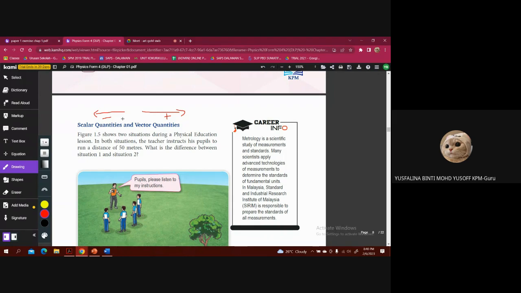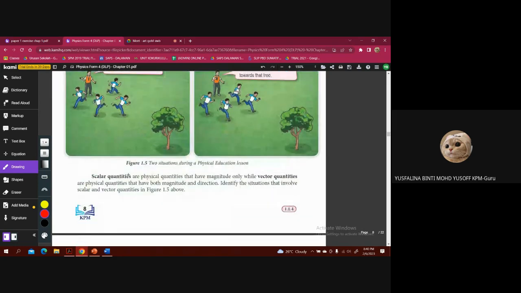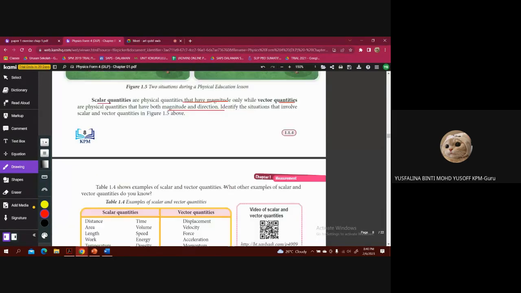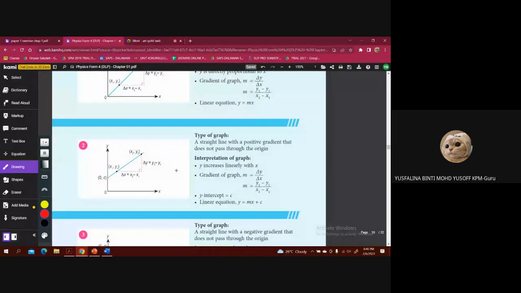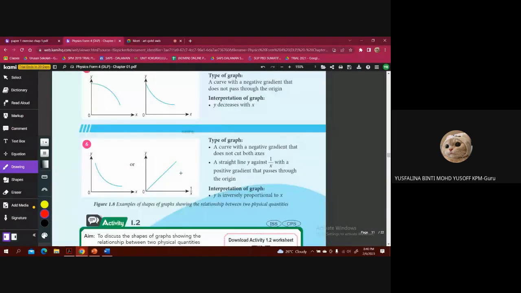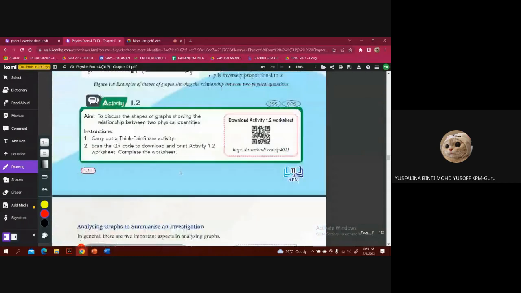So we just assume positive is to the right, negative is to the left. But teacher, if I want to change? It's okay, doesn't matter. But usually we put right as positive, left as negative. So this is scalar that only has magnitude, vector has magnitude and direction. This is the example, this is the graph. I will just skip this one, because we already learned it for paper 3.